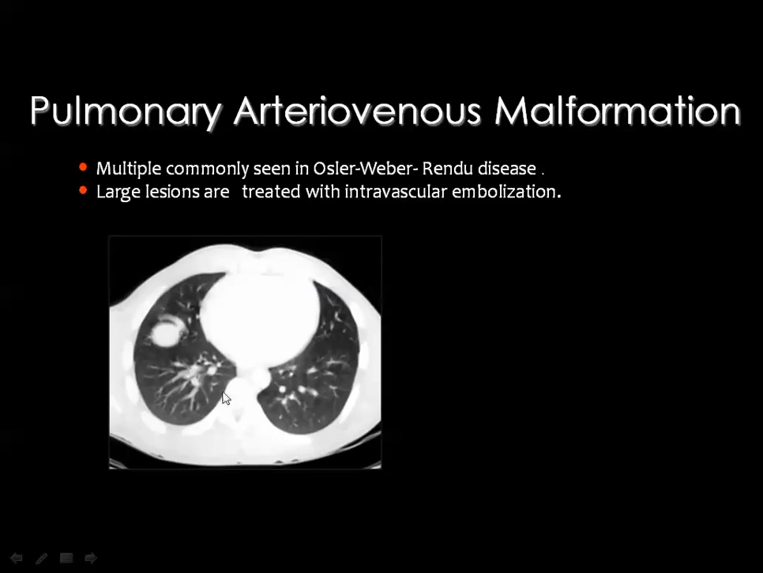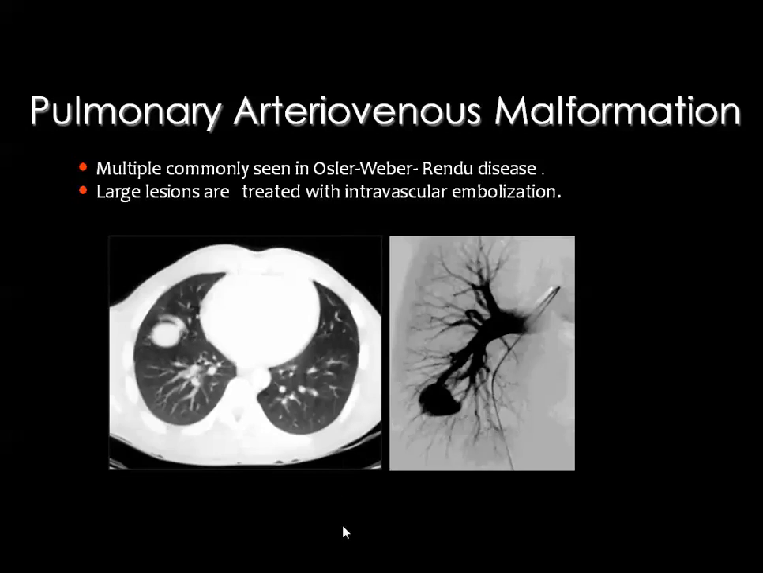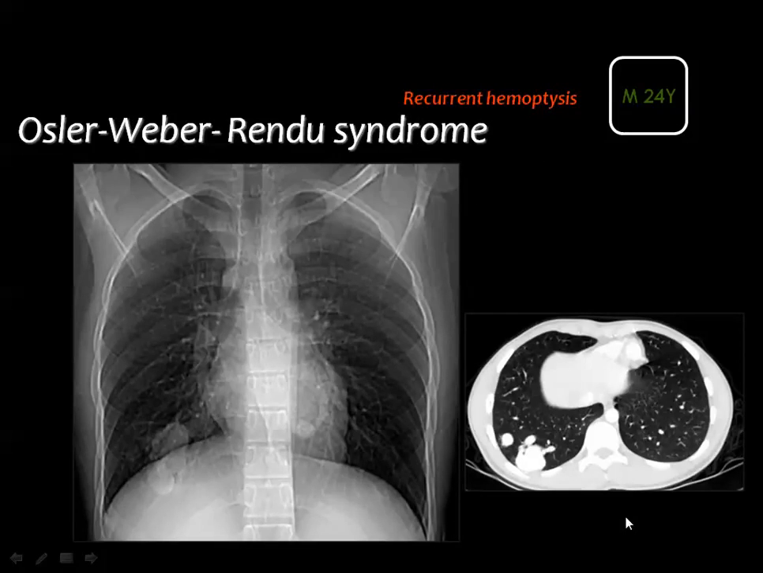Also, this CT scan shows a nodule and a prominent vessel adjacent to the nodule. And by selective pulmonary angiogram, you are able to see the feeding artery, and if you wait for some time, you will see the draining vein.